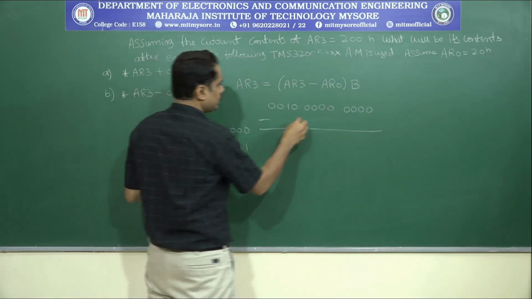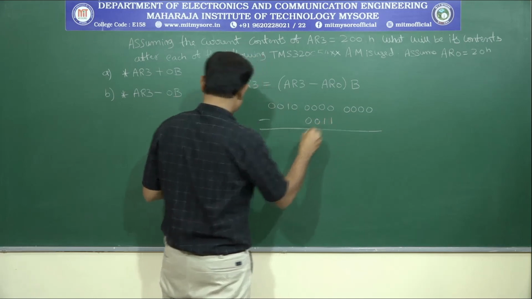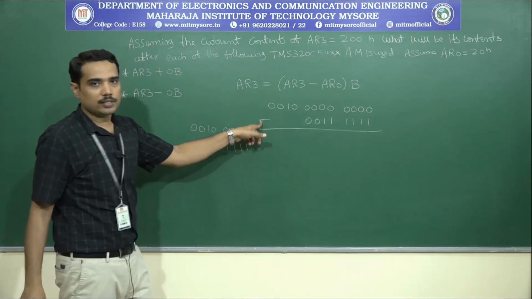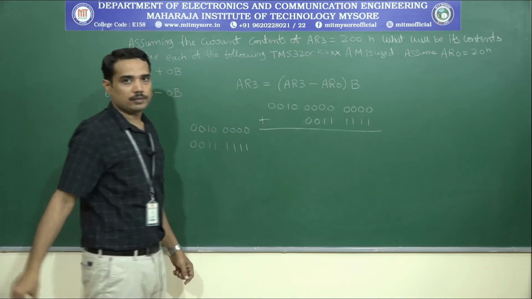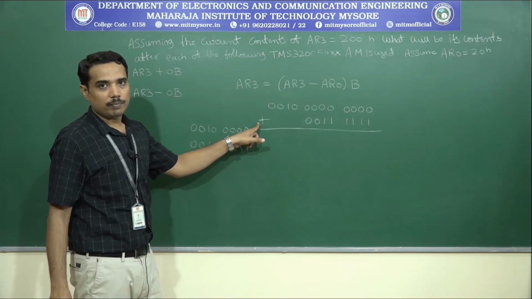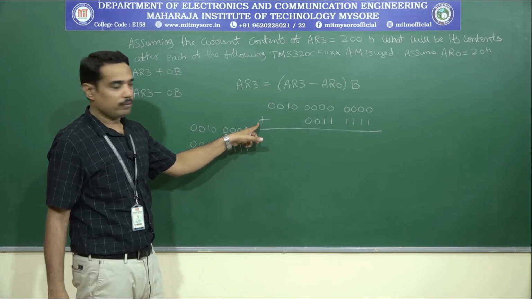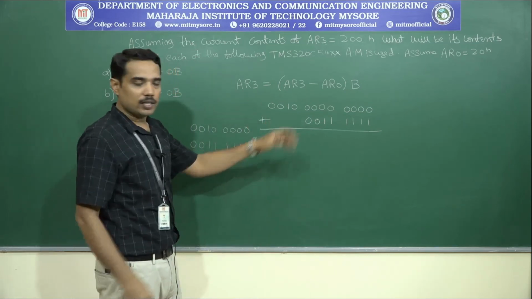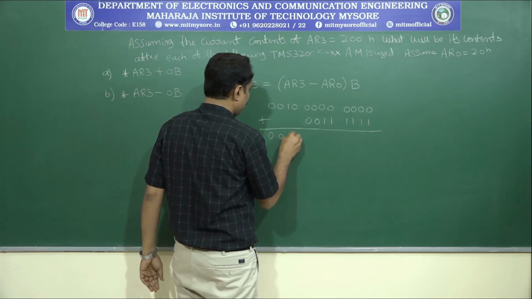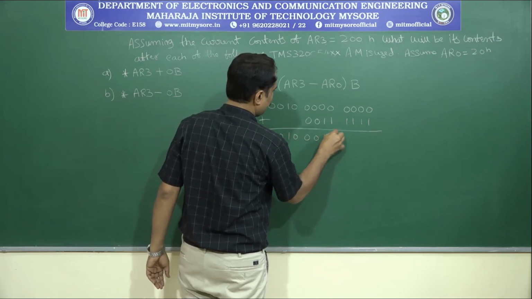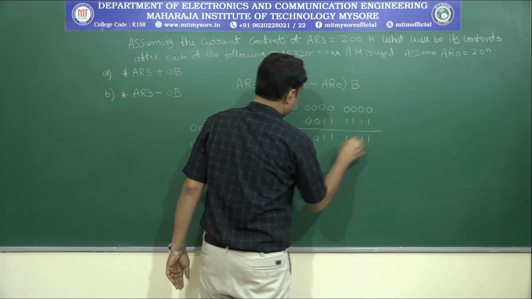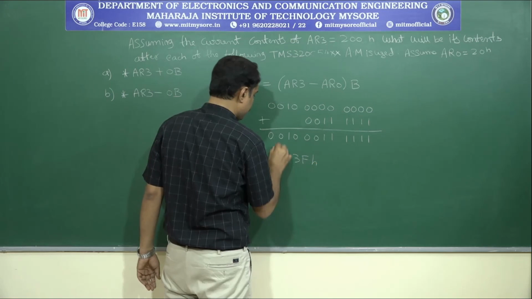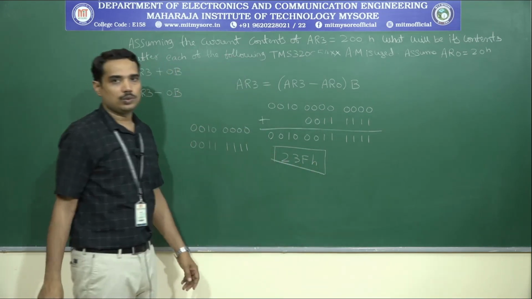Now I am going to write this 0, 0, 1, 1 followed by 1, 1, 1. Now instead of minus, I can put plus. The reason is I have already taken the 2's complement. Now I have to add. While adding, take care, we have to add from MSB, then 0, 0, 1, 0, 0, 0, 1, 1, 1, 1, 1. Here we have got 23FH. This is the answer.